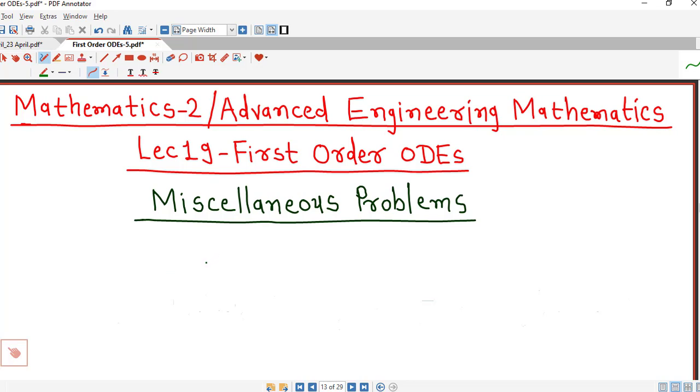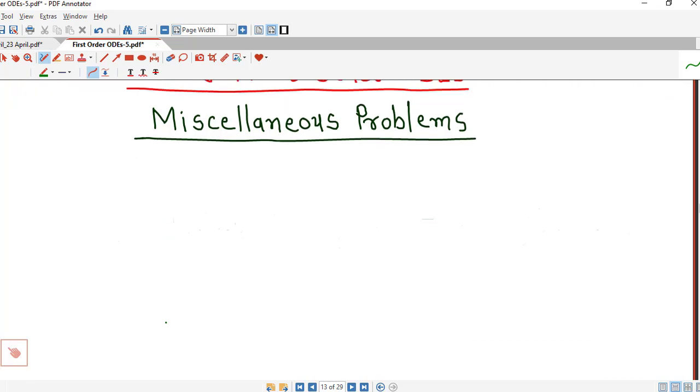But now onwards we will discuss any problem and we will discuss how to decide which method is applicable for a particular problem. So before going for problems, let us recall what were the different categories of first order ordinary differential equations which we have discussed.